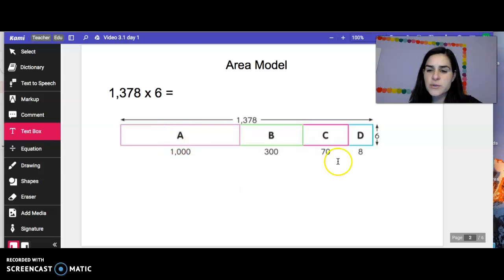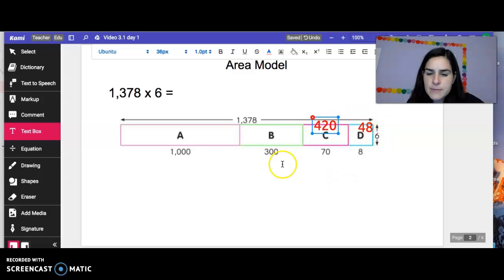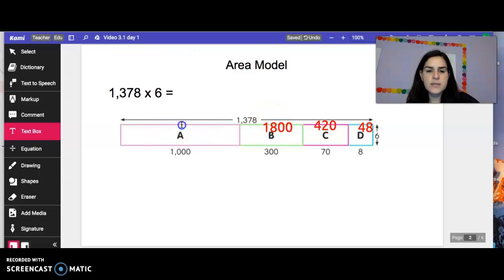And then what I could do is that I could multiply 6 by each one of those and then add them together. So what I would do is I would do 6 times 8 is 48. 6 times 70 is 420. 6 times 300, well, I know 6 times 3 is 18, so that would be 1,800. And 6 times 1,000 is 6,000.